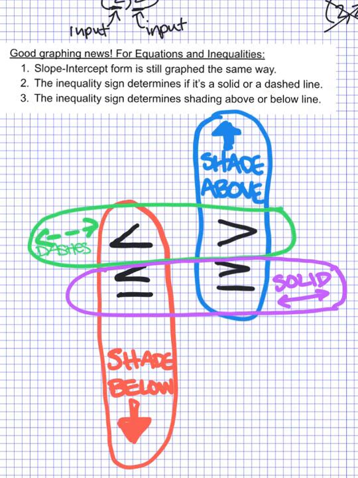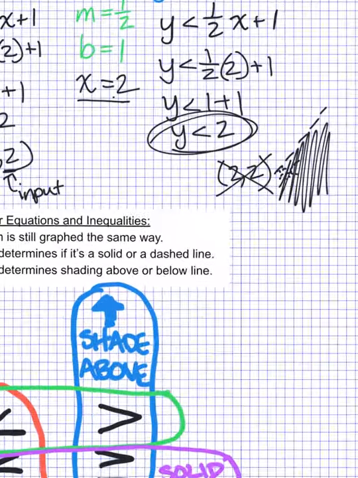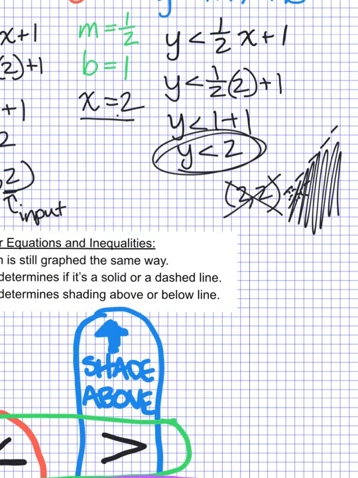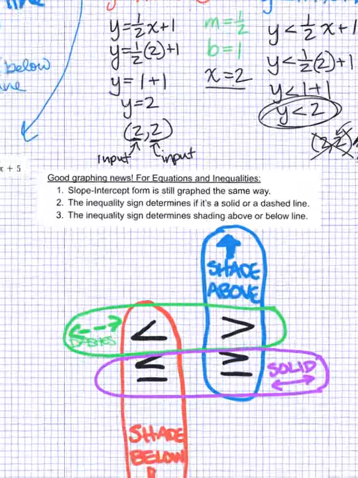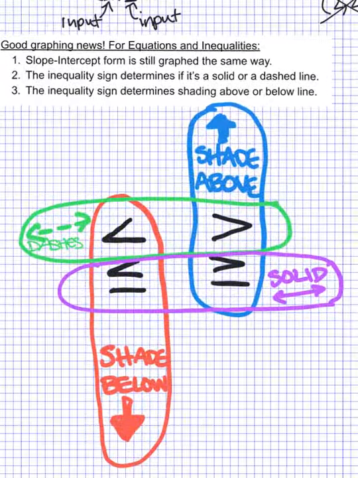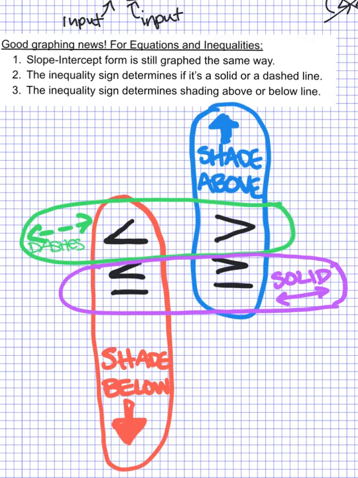If it's a solid line, it just means that at those points, like what we were just looking at, a point like (2, 2), that could be part of the solution. So instead of a dash, it's a solid line because that is one of the many, many solutions. There's still an infinite number of solutions. It just means that 2 is one of those. And then your last step will be to look at the inequality sign to determine if you're shading above or below the line.